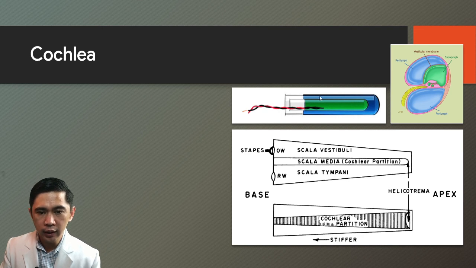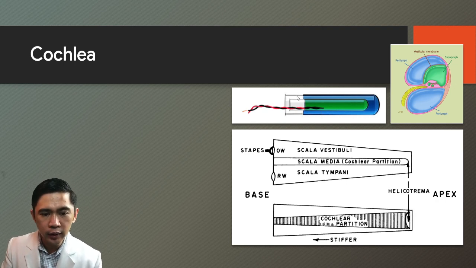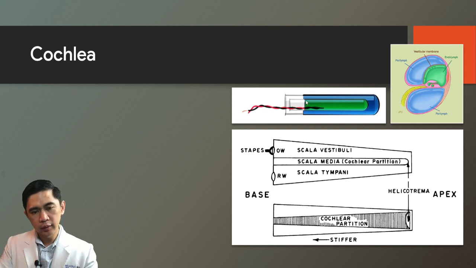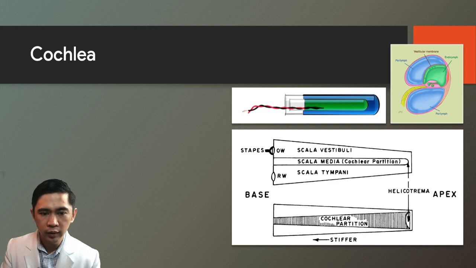And as such, they contain the same fluid, the perilymph. Peri meaning surrounding. So the oval window is actually here, and the round window is here. So when you introduce sound, here we have the oval window and the round window. Take note that these are sealed with a sheath.